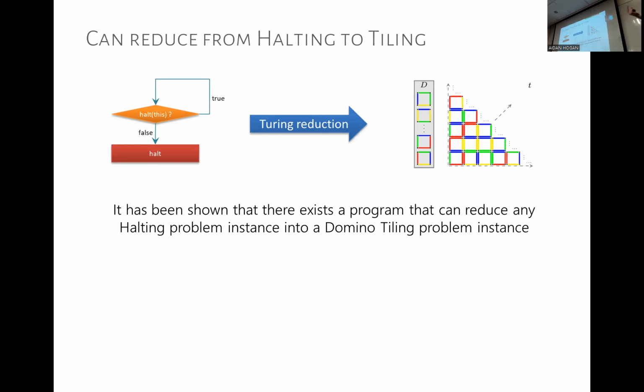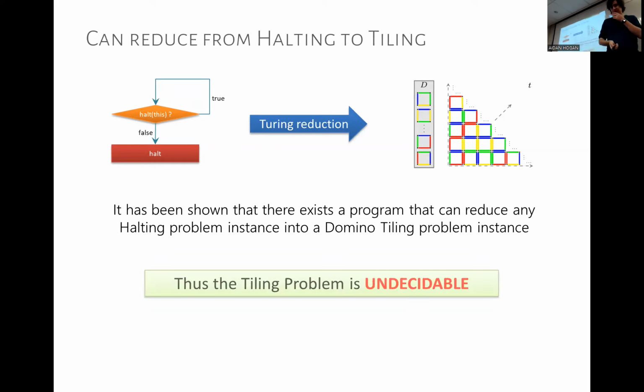So as a consequence, it must mean that this is undecidable. Otherwise, this would not be undecidable here. We could just use this to solve it. So thus the tiling problem is undecidable. This is an undecidable problem. We can never have an algorithm that always halts and gives the correct answer for this problem.